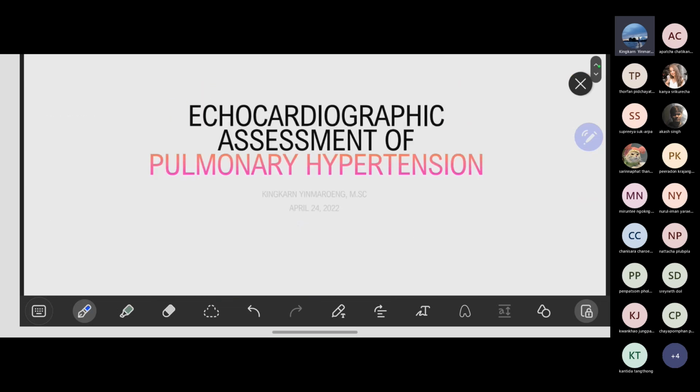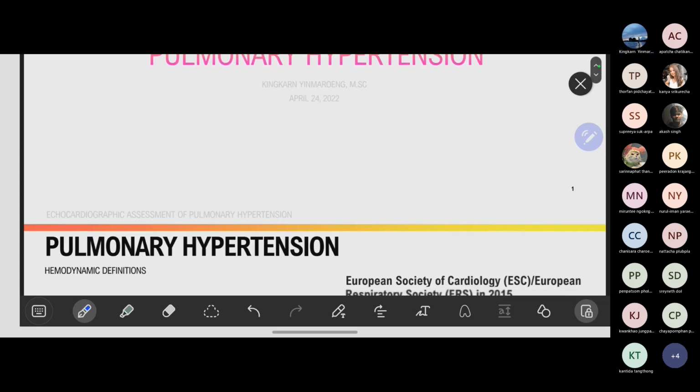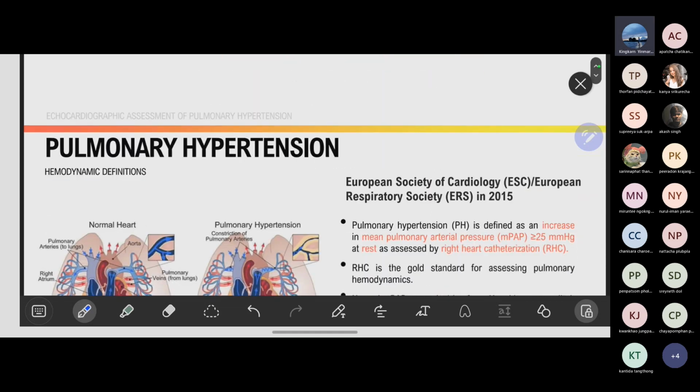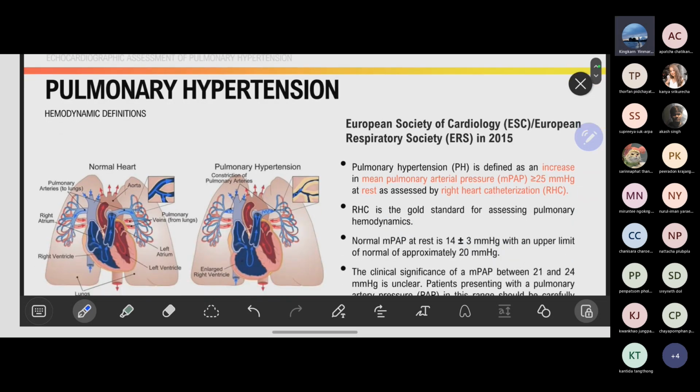So the first topic is echocardiography assessment of pulmonary hypertension. Firstly, you have to know about the definition of pulmonary hypertension from the European Society of Echocardiography. Pulmonary hypertension is defined as an increase in mean pulmonary artery pressure, which is equal to or more than 25 millimeters of mercury.